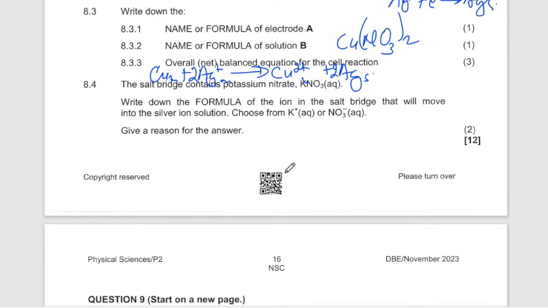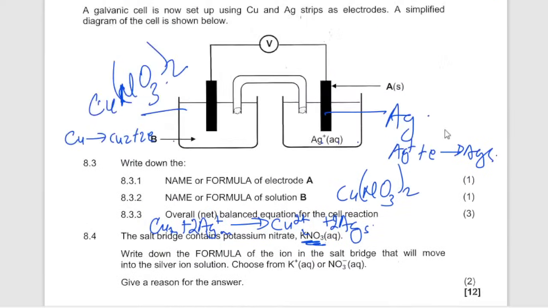Then 8.4, they're saying that the salt bridge contains sodium nitrate, potassium nitrate. They're saying write down the ion that will be moving into the silver solution, and then choose potassium and nitrate, obviously, because silver is reduced, the strong oxidizing agent. So the one which is reduced is always the cathode. The one which is oxidized is always the anode. And don't forget that anode is the negative, and the cathode is the positive.